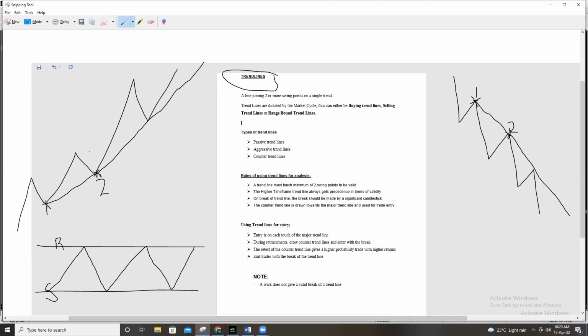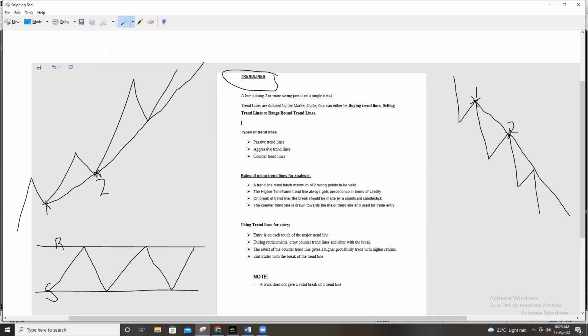So the trend line. We have the buying trend line, the selling trend line, and the range bound trend line. Now, in terms of types, these are just names. The ones that I've explained are the different names given to the trend lines based on the trends.